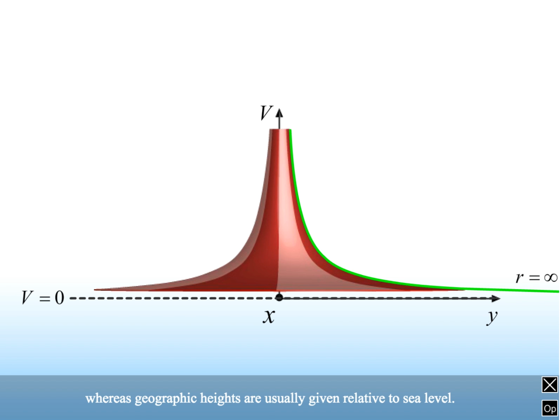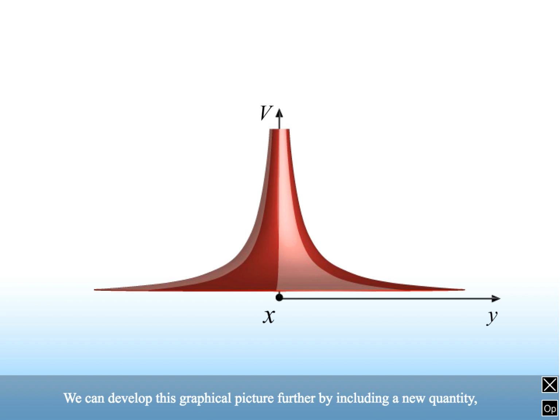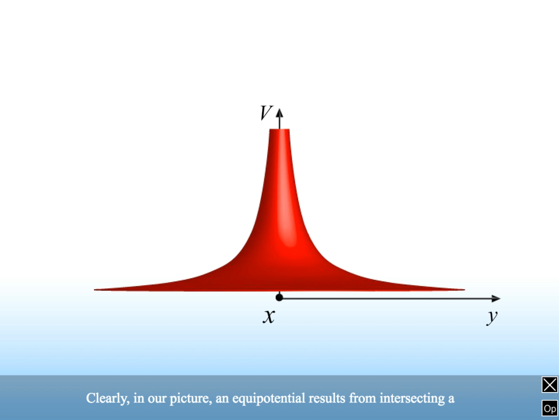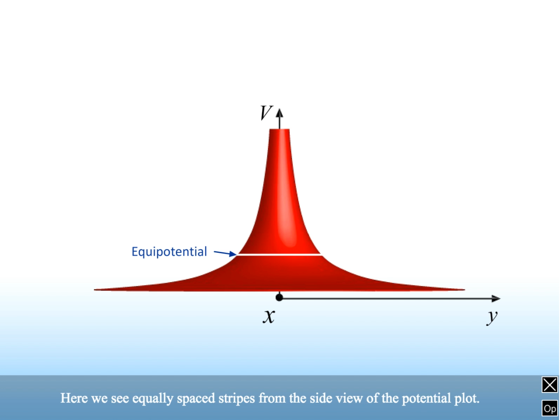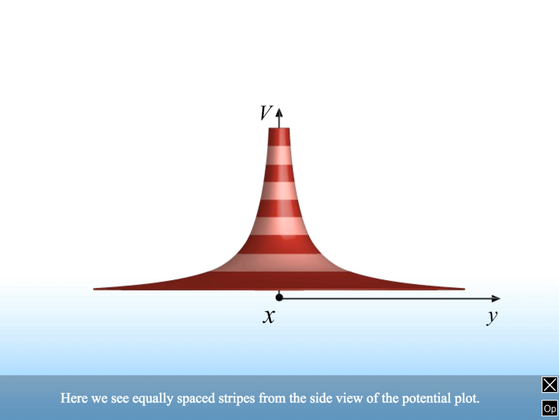We can develop this graphical picture further by including a new quantity, an equipotential, the locus of all points having the same potential. Clearly, in our picture, an equipotential results from intersecting a plane of constant height with our potential surface. Here we see equally spaced stripes from the side view of the potential plot.